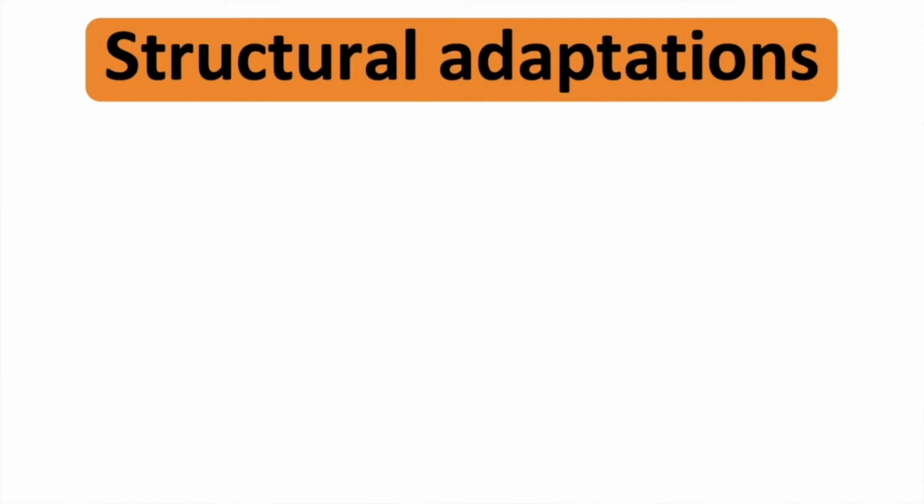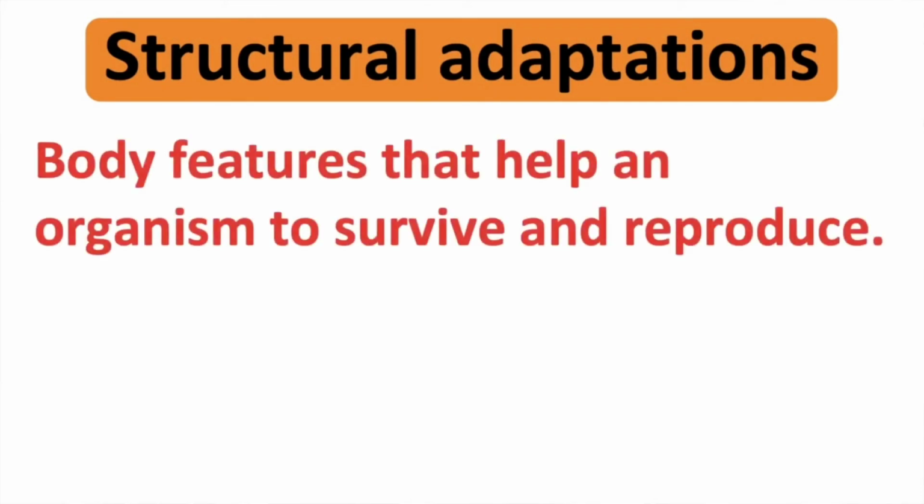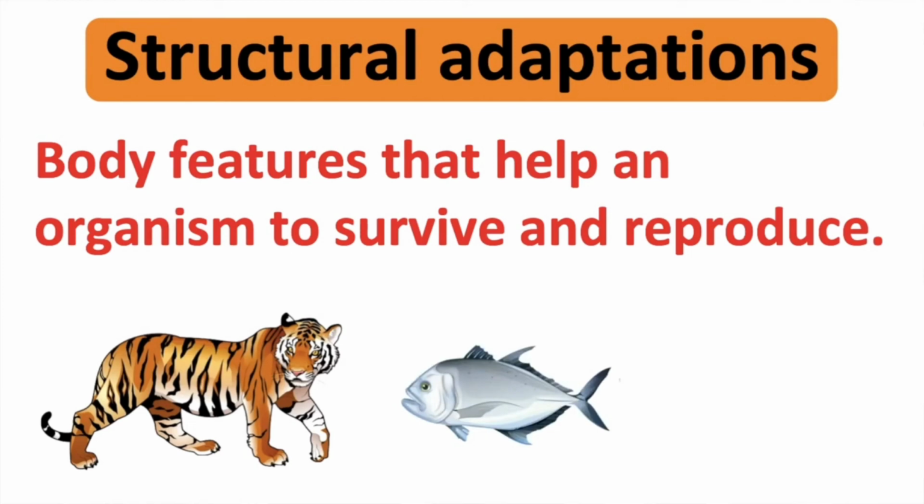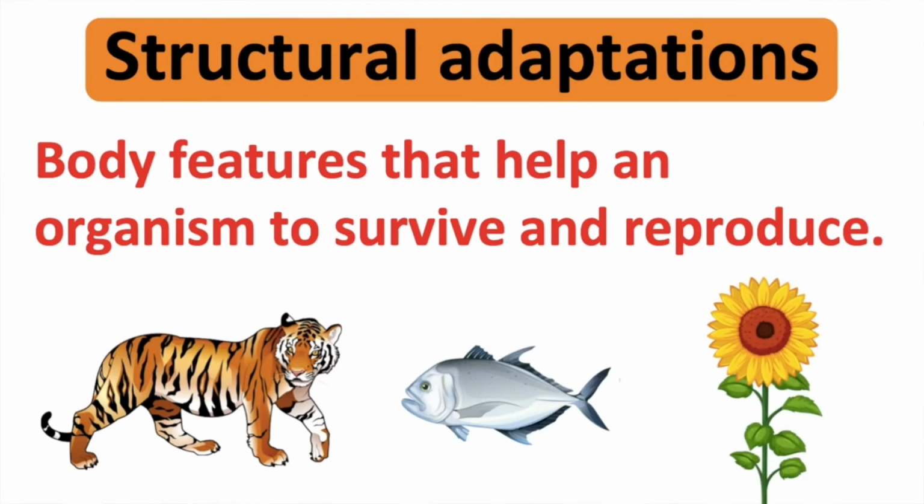Structural adaptations. Structural adaptations are features of an organism's body that help it to survive and to reproduce. For example, some animals have sharp claws that help them to catch prey. Fish have gills that help them to breathe in water. Leaves are usually large to maximize photosynthesis, and plants have colorful flowers to attract pollinators.